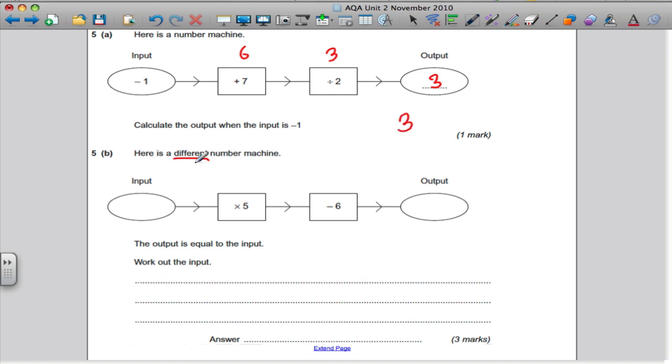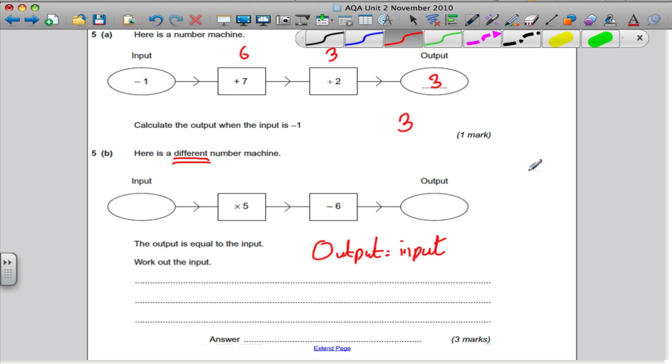Here is a different, key thing here, different number machine. You put some numbers in, you multiply by 5, then you subtract 6 and you get an output. The output is equal to the input. What must the input be? So you want the output to equal the input. Now again, you could go ahead by trying various numbers, like for example if you put 10 in, you do 10 times 5 is 50, 50 take away 6 is 44. Are they the same? No, so 10's no good. So you could try numerous different numbers. I would always advise to jump straight to algebra here.